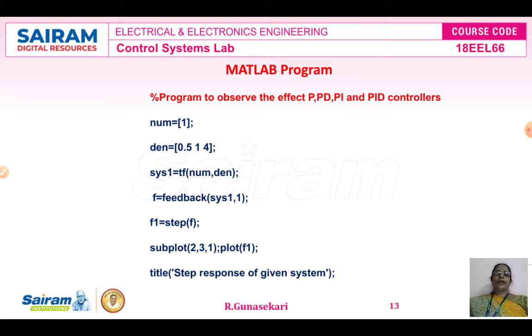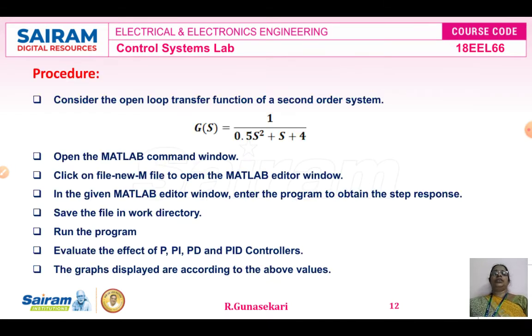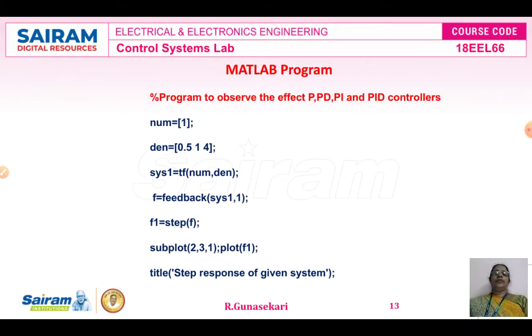First, the MATLAB program. The first part is to observe the effect of the P, PD, PI and PID controllers. The numerator is 1, and the denominator is 0.5 1 4, because you see here 0.5 S squared plus S plus 4, that is 0.5, 1, 4. So the denominator is [0.5 1 4] and the numerator is 1. The system is the TF of numerator and denominator. Then the feedback system, then the step response. Then you can subplot, and finally we get the step response of the given system.